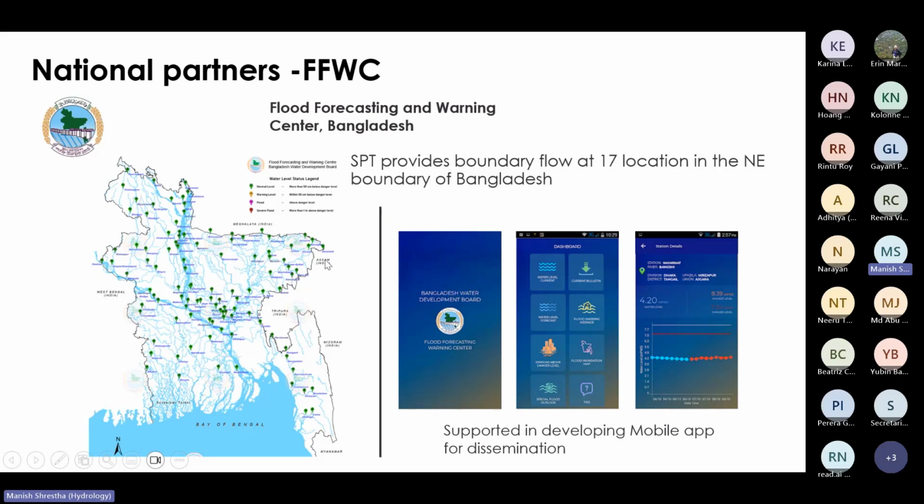So FFWC has their own model, MIKE model, but as a boundary condition input for their model, we have provided them information from our streamflow prediction tool at 17 locations on these parts, where the information from the Indian side is a bit lacking from them. And then we have also helped them in developing a mobile app so that this information about the incoming flood can be provided to each individual who has a mobile phone and an internet connection.